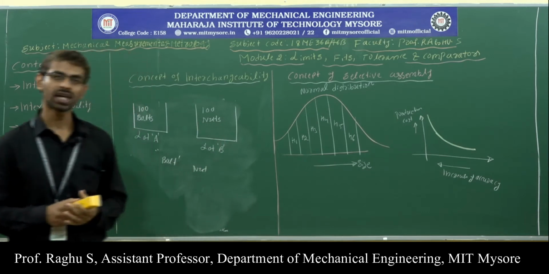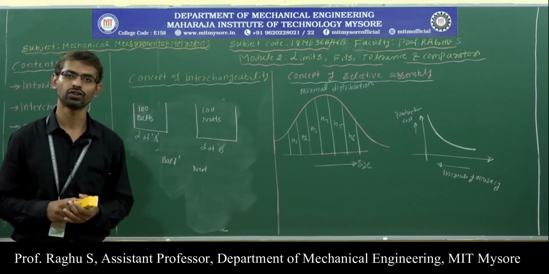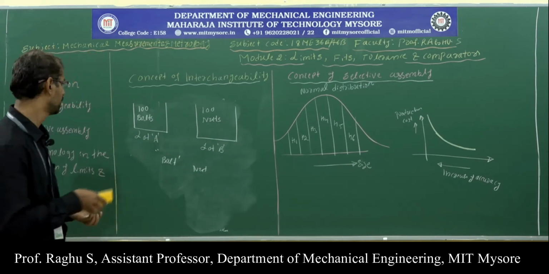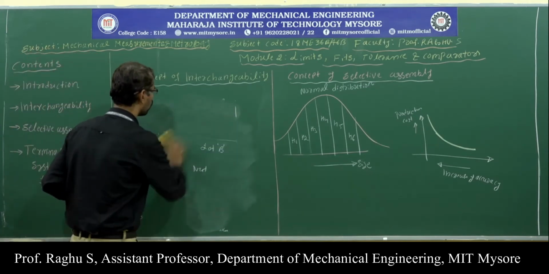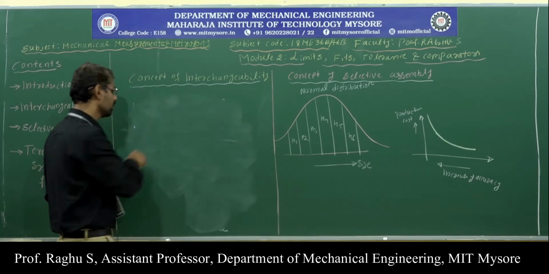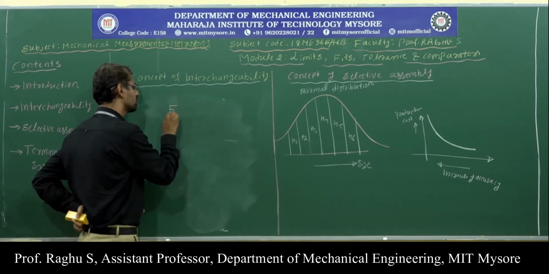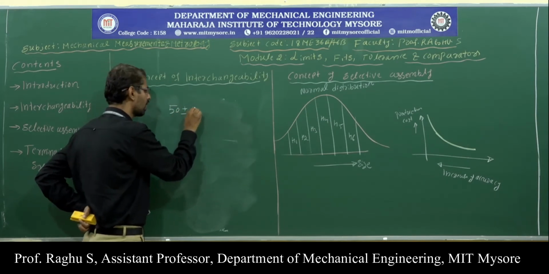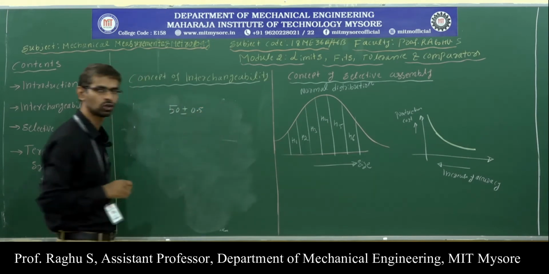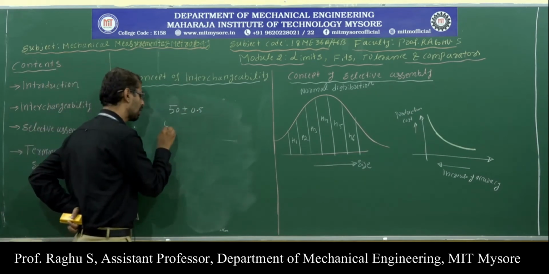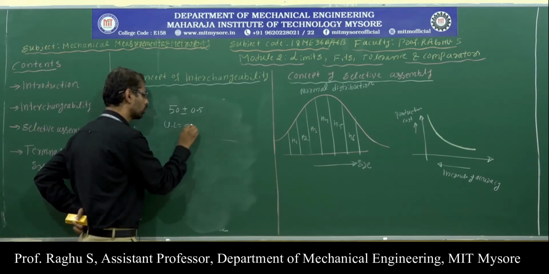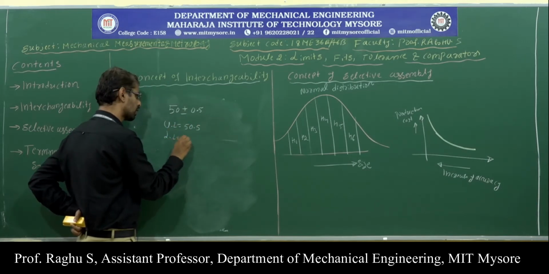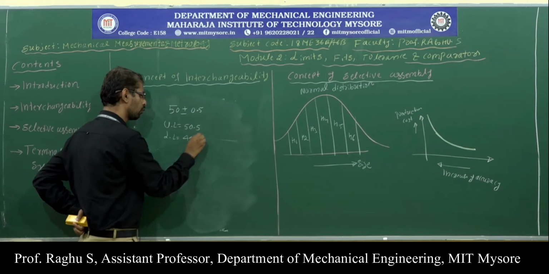Next, we have some conditions in order to achieve interchangeability. What is the condition to achieve interchangeability? I already told you. Here, some allowable variations are given on the dimension. Here, 50 mm is the basic size, and the allowable variation is plus or minus 0.05. Therefore the upper limit, by addition, is 50.05, and the lower limit, by subtraction, is 49.95 mm.